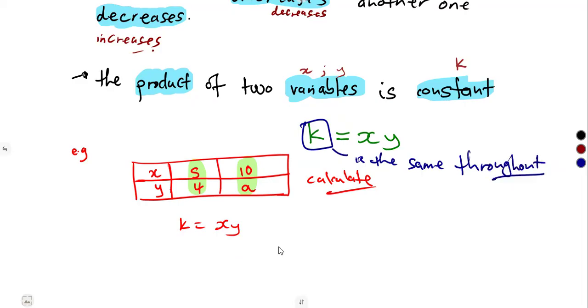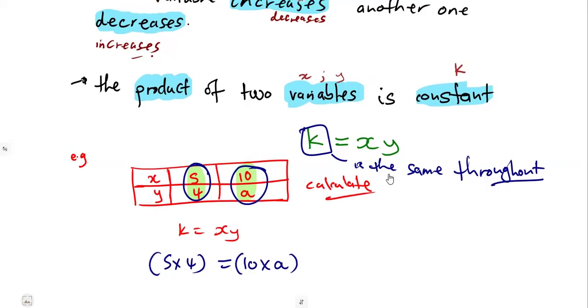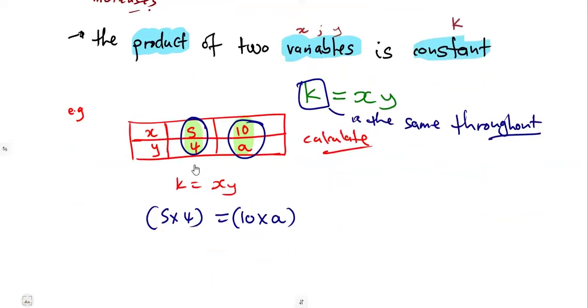Is the same. So meaning to say, if we take this, we multiply 5 times 4, X times Y. It must be equal again to another X times Y, which is 10 times A, like this. This is the condition of how you answer your questions under an indirect. You multiply along this way, X and Y, the variables. That is the condition. It's a condition, guys.